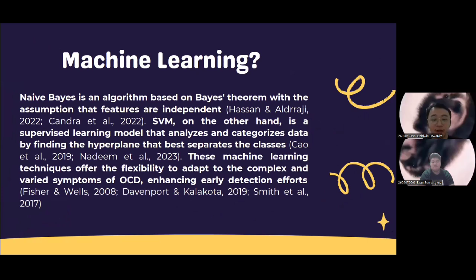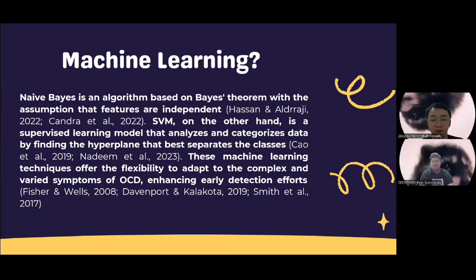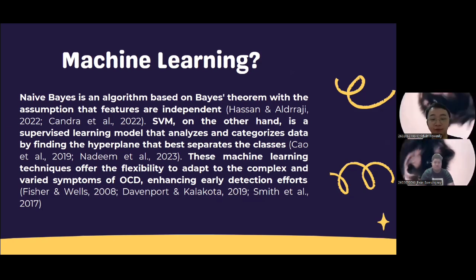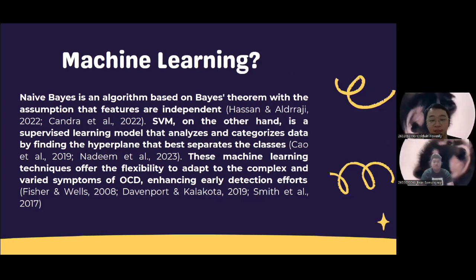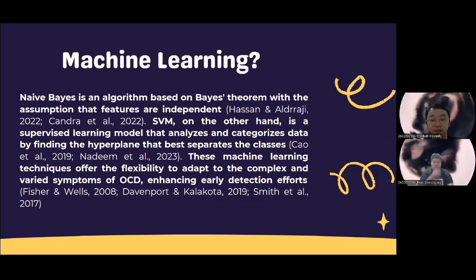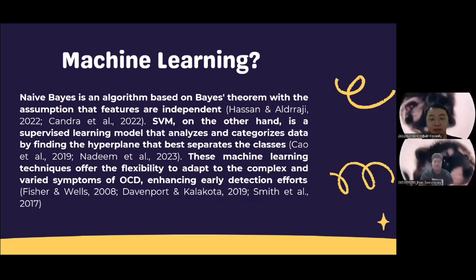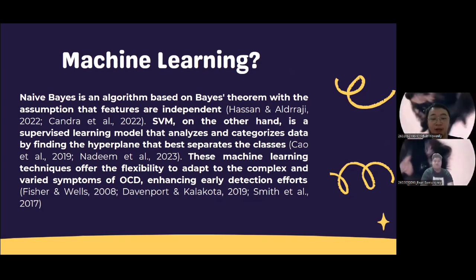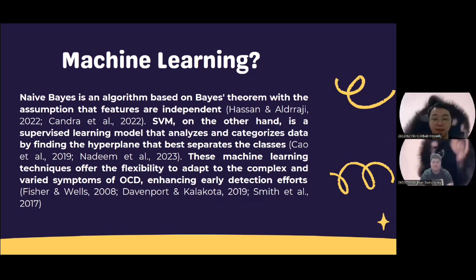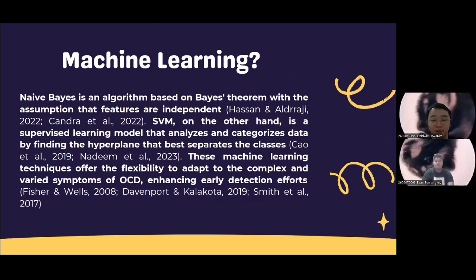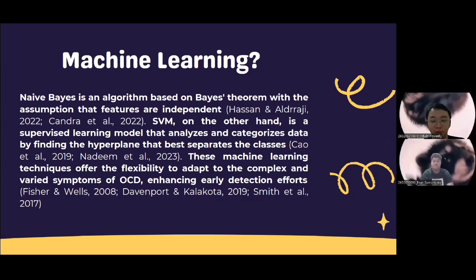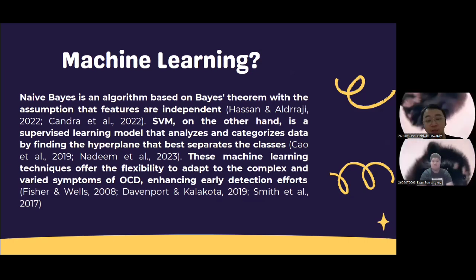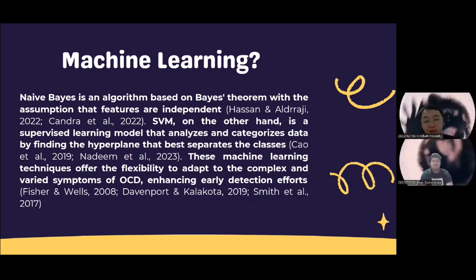Support vector machines, on the other hand, are more complex. They work by finding the hyperplane that best separates the data into different classes. SVM is particularly effective in high-dimensional space and is known for its robustness in handling both linear and non-linear data. These machine learning techniques can be highly beneficial in mental health applications. They can analyze large datasets to identify patterns and make predictions that might not be obvious through traditional methods. This is particularly valuable in detecting mental health conditions like OCD early on, where subtle symptoms can be easily missed.